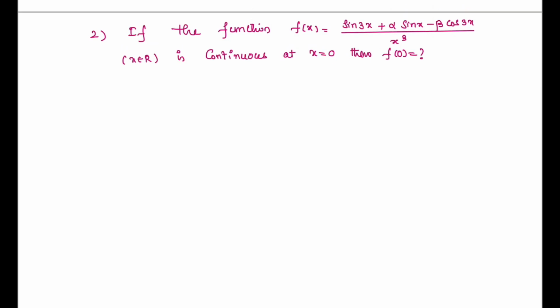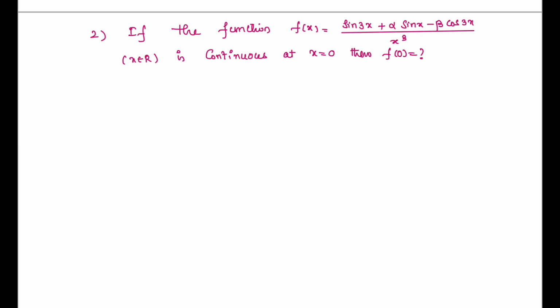Hello friends, so today we will discuss a problem on continuity again. Previously we discussed one problem in the last video. Here you see a function is given: sin 3x plus alpha sin x minus beta cos 3x by x cube, and it is given that it is continuous at x equals 0. What is the value of f of 0?